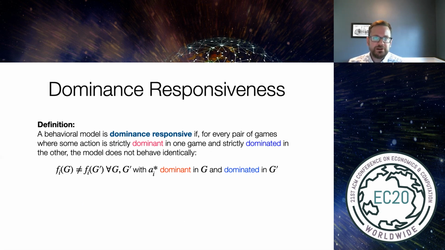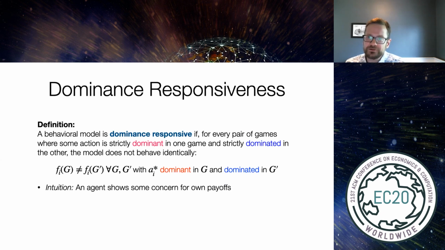And we've got a similarly weak notion for responding to your own incentives. So we're going to say that a behavioral model is dominance responsive if, when I pick two games where there's some action that is strictly dominant in one game and strictly dominated in the other, the model is not going to behave identically. I'm somehow going to change my behavior. And so again, this is kind of like the twin to other responsiveness. This is saying if my own payoffs change in some very weak way, some very gross, strong way, I'm going to change my behavior at least somehow.